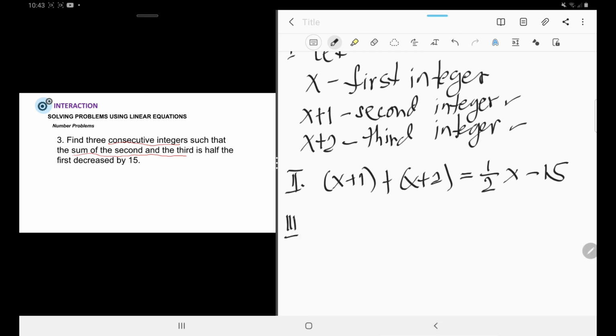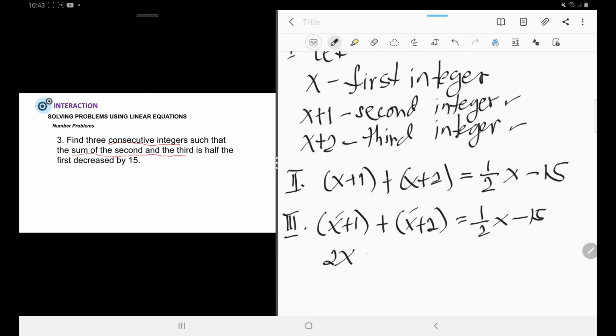Step 3, solve the equation. So we have x plus 1 plus x plus 2 is equal to 1 half x minus 15. So here, in the left side of the equation, we can just combine similar terms, where x plus x is 2x, and then 1 plus 2 is 3. And then copy the right side of the equation. We have 1 half of x minus 15.